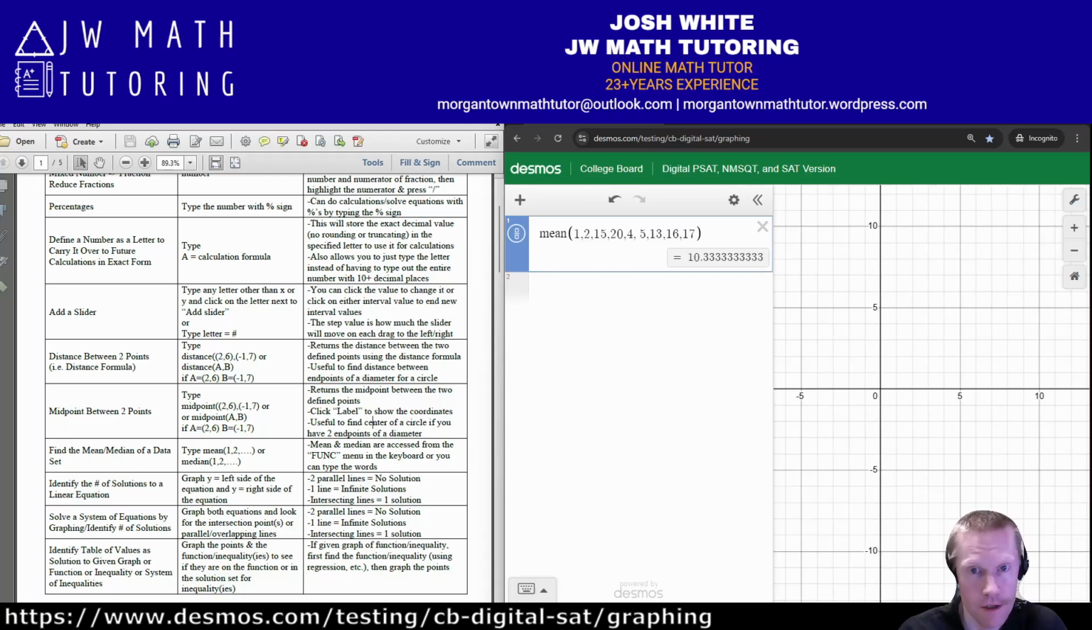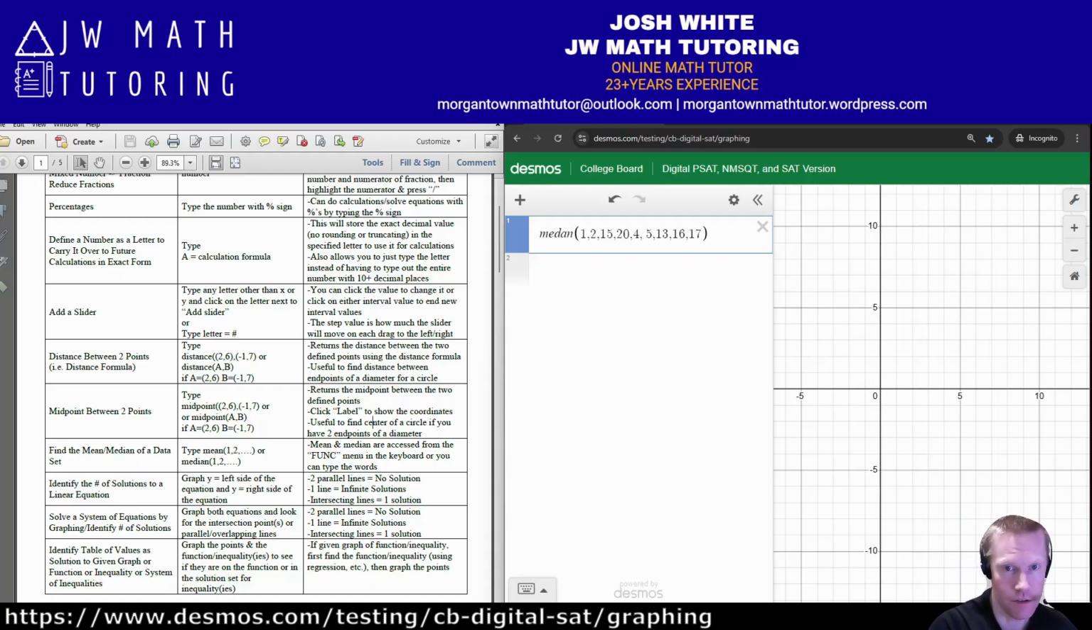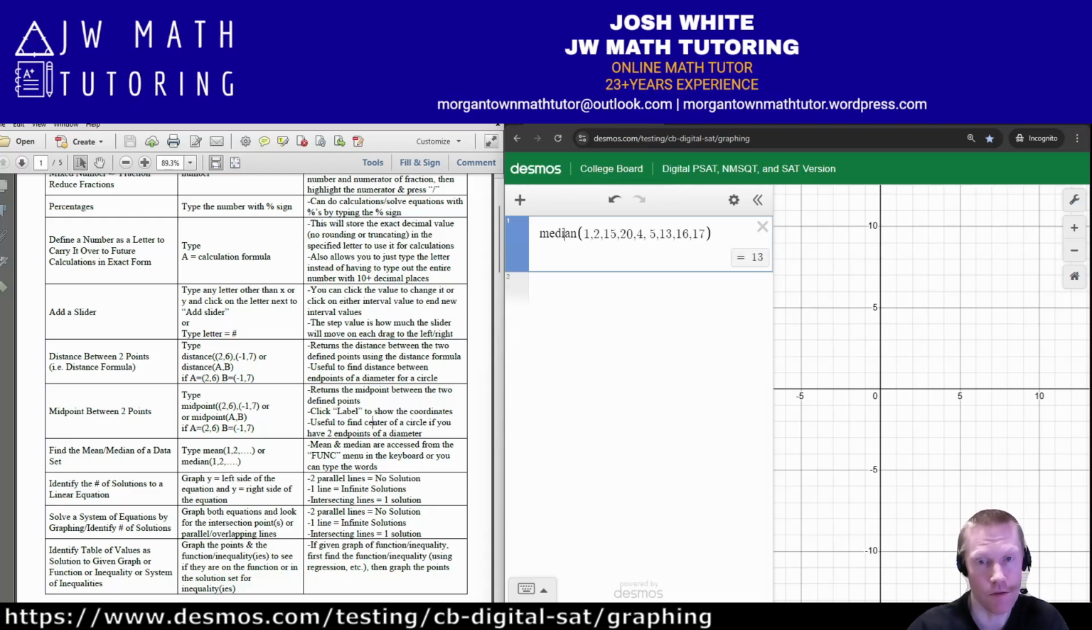Okay, so here's the mean of this. Let's see, 1, 2, 3, 4, 5, 6, 7, 8, 9 numbers. Okay, and that's pretty much it. And you could do the same thing with median. If I wanted to find the median of these 9 numbers, I could just change this to median, and there it tells me that the middle value is going to be 13.